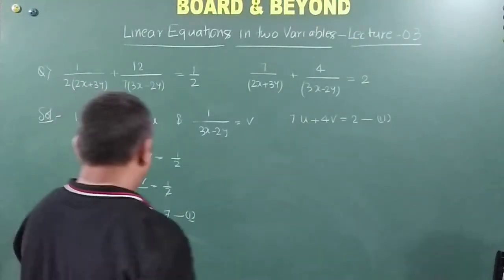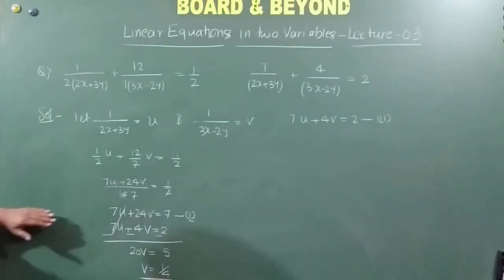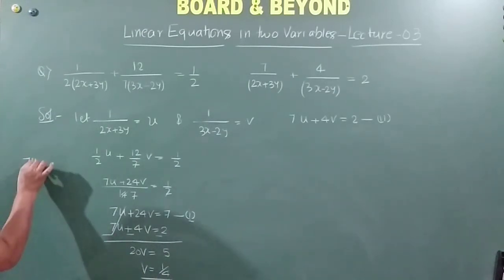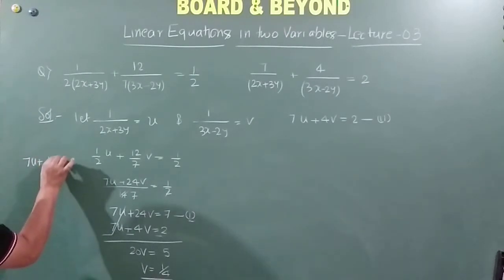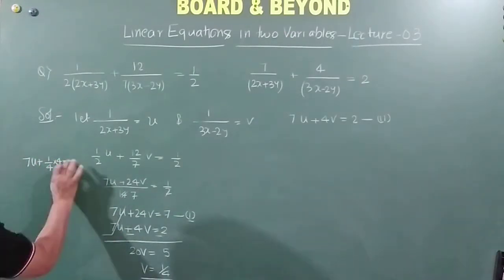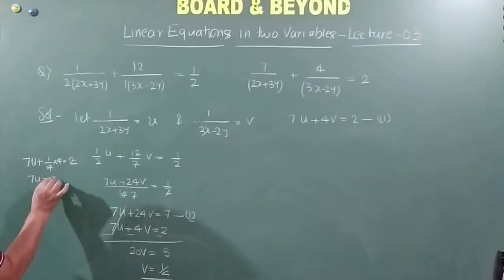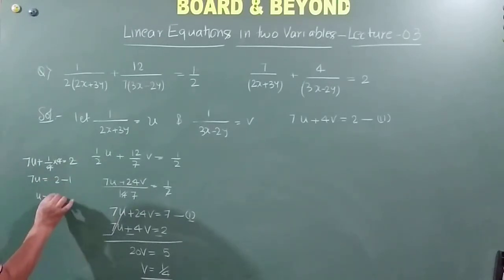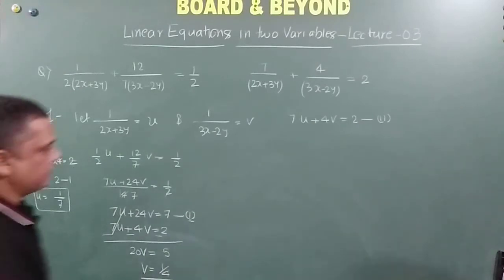Okay, now we know v, so we will substitute. v is equal to 1 by 4, so I am placing it here: 7u plus 1 by 4 into 4 is equal to 2. So this cancels, and 7u is equal to 2 minus 1, that is 1. So u is equal to 1 by 7. You are getting my point? So we have got u and we have got v, correct?